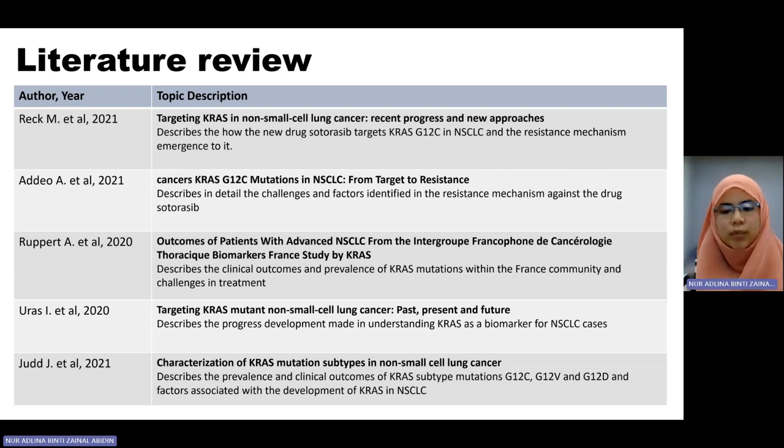In 2020, Rupert A. and team carried out a prevalence study within the French community regarding the clinical outcomes associated with different KRAS subtype mutations, and they concluded that there are some discrepancies between these two variables, which was later agreed by URAS and Jude J. and their team in their reviewed papers as well.